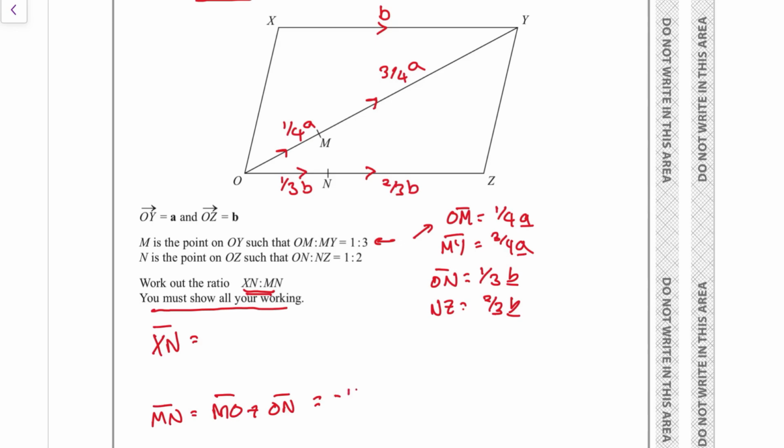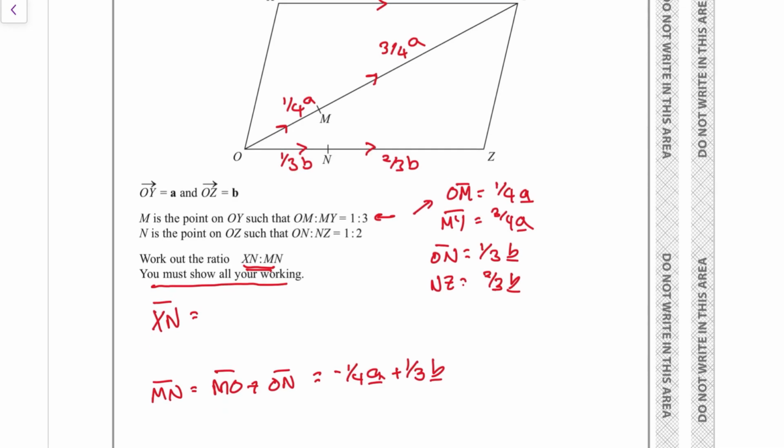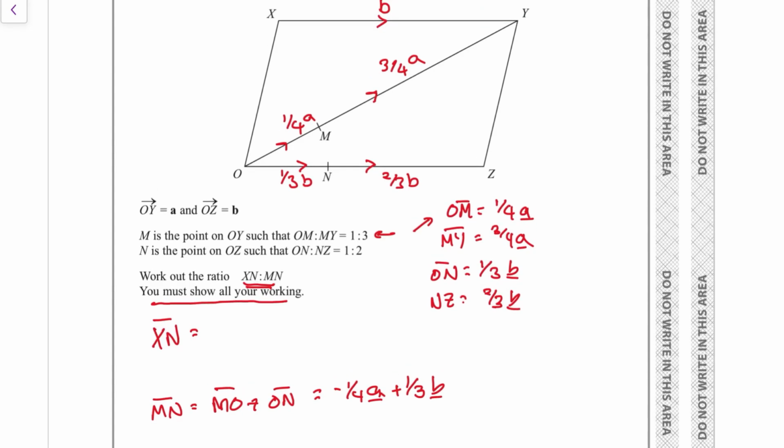M to O goes against the arrow, so it's minus 1/4 A, and then I'm going to add on 1/3 of B. Now that's messy. And remember, this is a non-calculator paper. That's messy. We're going to leave it like that for now and see if I can tidy that up later, depending on what X to N looks like.